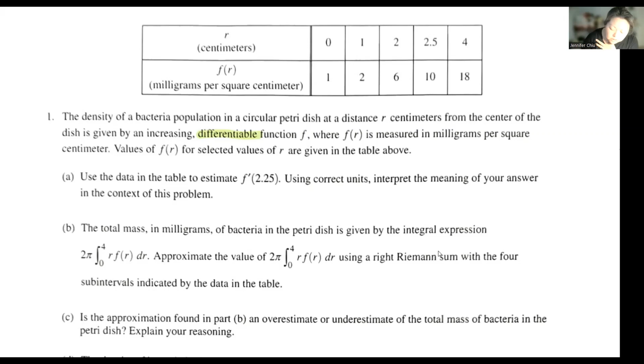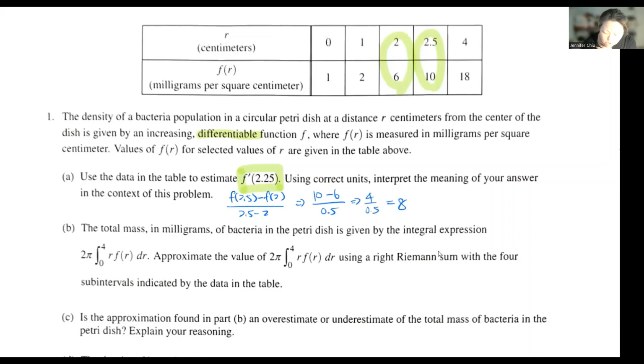Okay, so I'm looking for the derivative at 2.25. Looking at my chart here, what I have are x and y values. So that tells me I'm going to use the mean value theorem, or basically I'm going to use the slope. I have this point here and this point here, and I can use y2 minus y1 over x2 minus x1. So f of 2.5 minus f of 2, all over 2.5 minus 2. The value is 10 minus 6 over 0.5. This gives you 4 over 0.5, and we have 8.